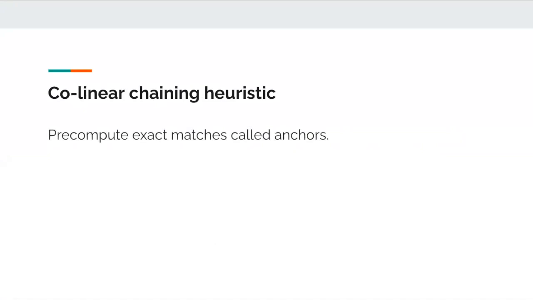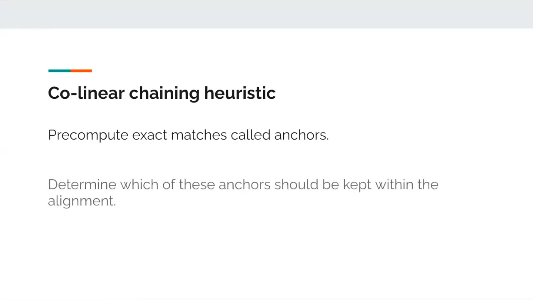In the version of collinear chaining we will consider here, we start with a pre-computed collection of exact matches called anchors. Our aim is to find a collection of anchors that we wish to keep. Then these anchors can be used as a sort of coarse-grained sequence alignment. Later this coarse-grained sequence alignment can be further extended as needed using seed extension heuristics.